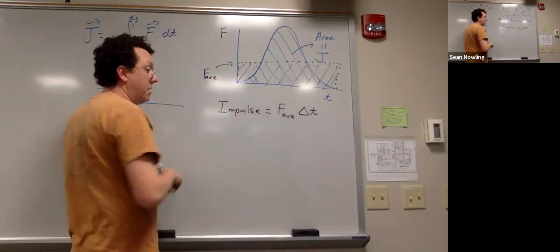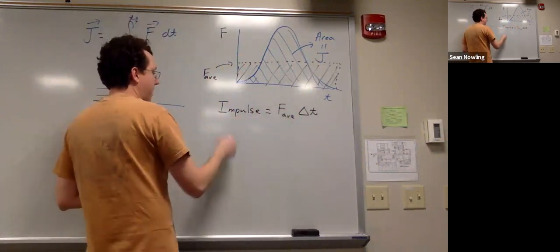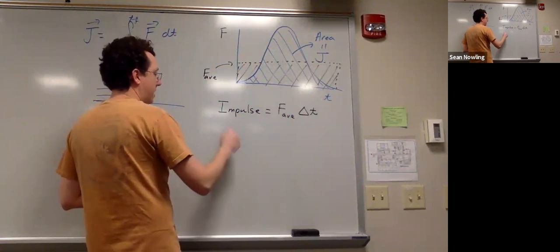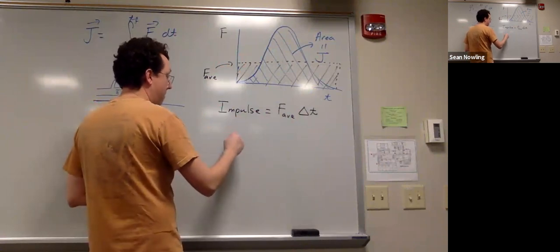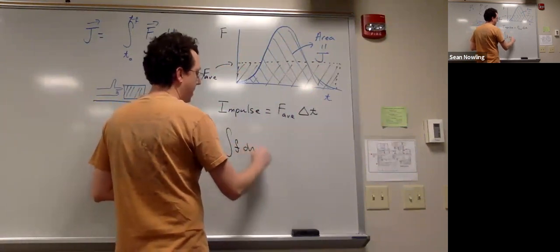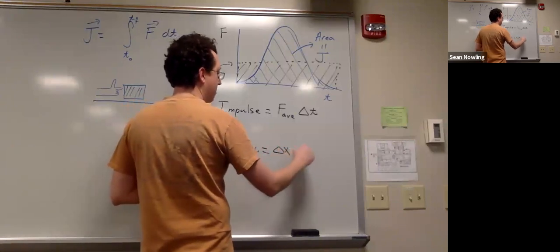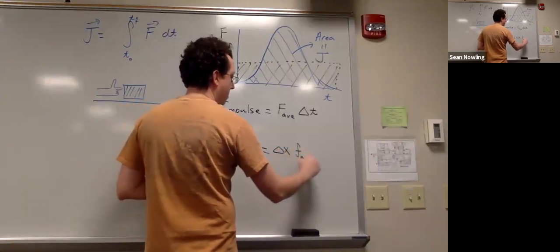This comes out of the mean value theorem in calculus, where you say that the integral of any function, say over dx, equals delta x times the average value.